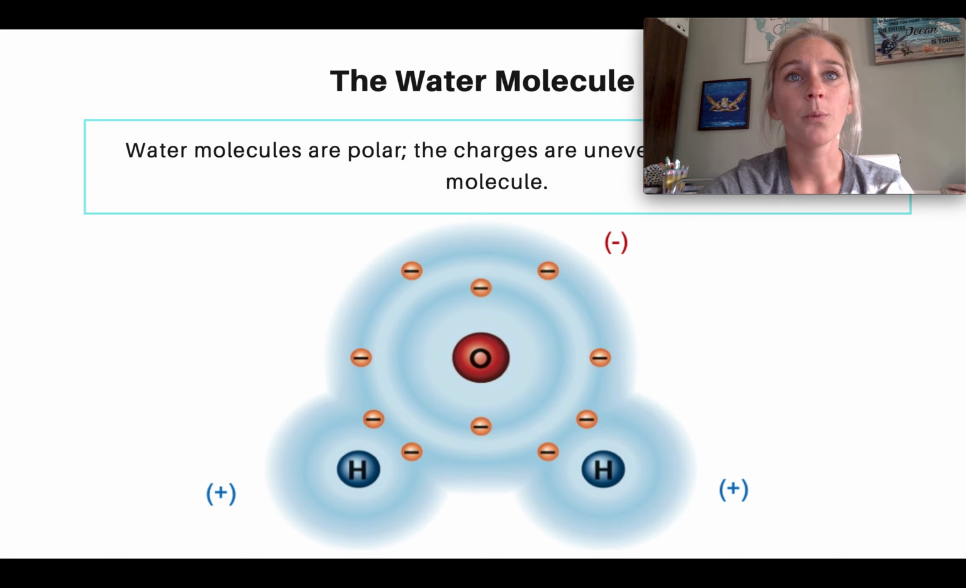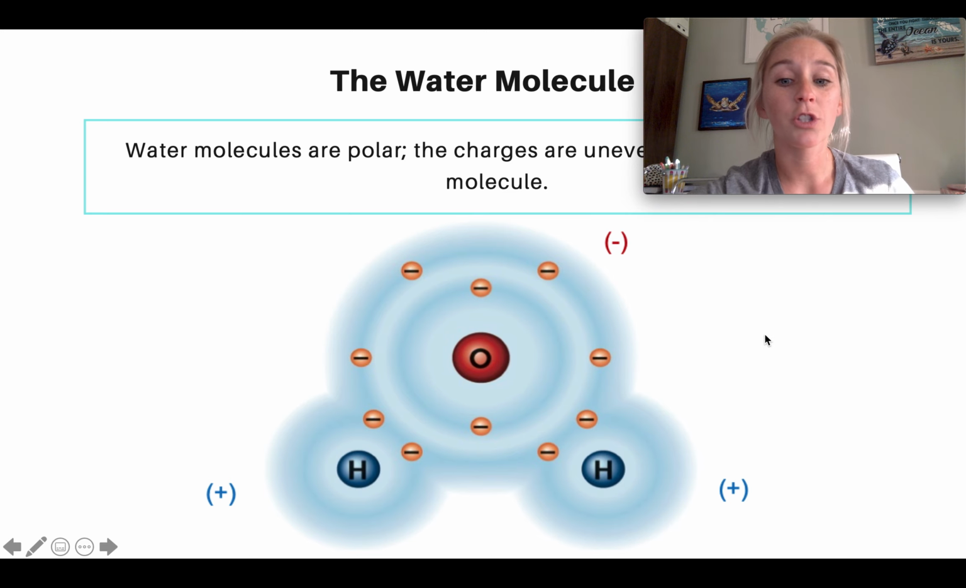Here we have a water molecule. Water is made up of the 2 hydrogens. This is what we just looked at, 2 hydrogens and 1 oxygen. We have equal protons and electrons in both, 10 electrons total, and it's going to have an overall positive charge.